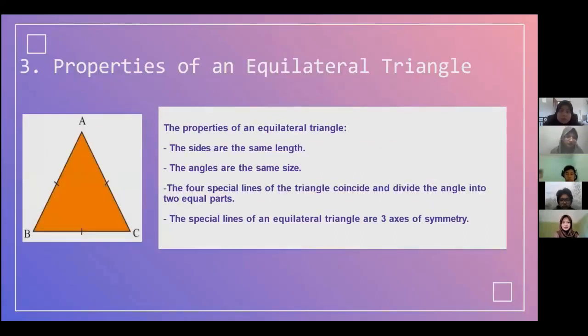3. Properties of an equilateral triangle. The properties of an equilateral triangle. 1. The sides are the same length. 2. The angles are the same size. 3. The four special lines of the triangles coincide and divide the angle into two equal parts. 4. The special lines of an equilateral triangle are three axes of symmetry.